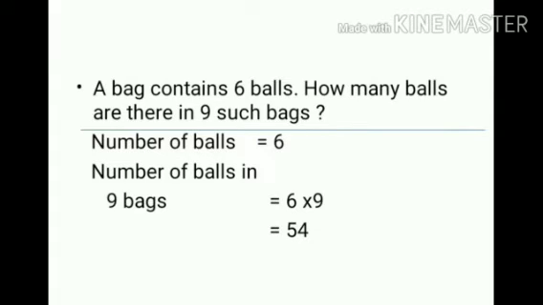We already did the word problems in addition and subtraction. So I think all have understood this multiplication word problem. So you have to write these two word problems in your notebook.